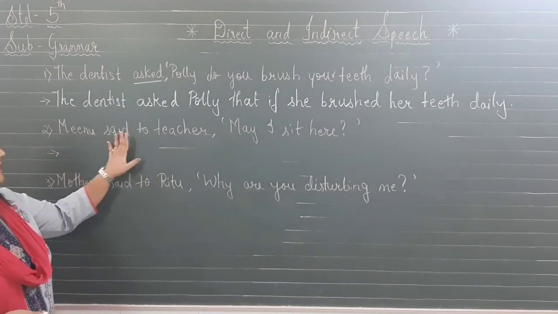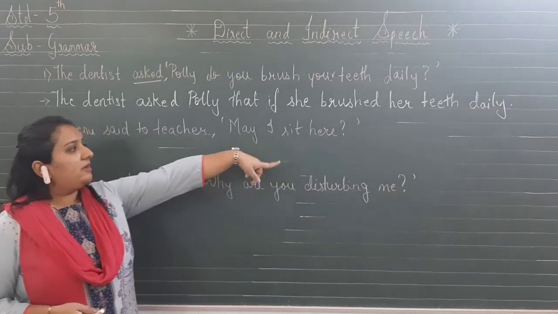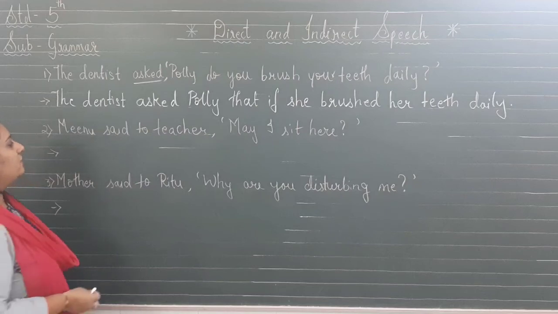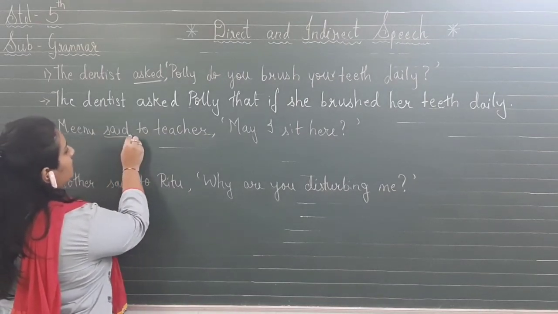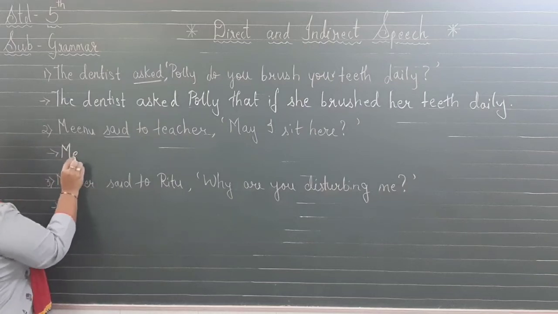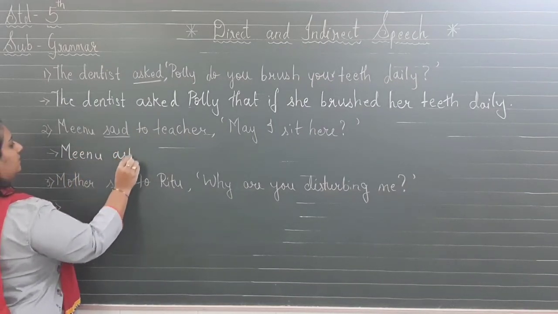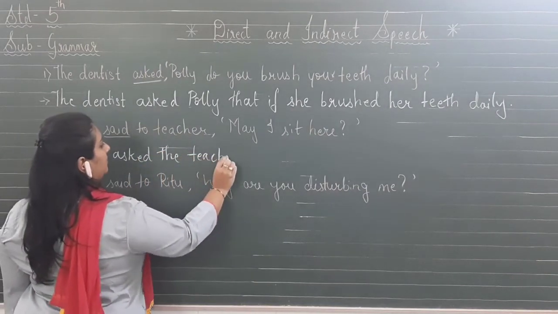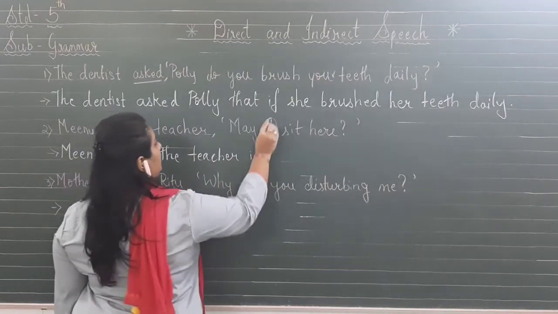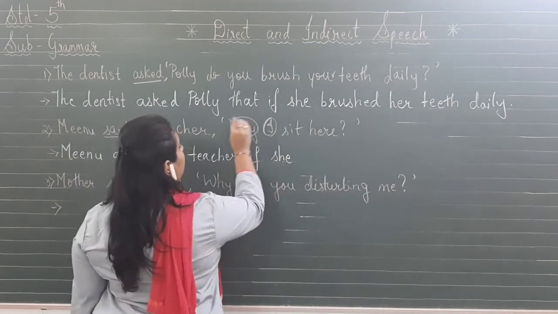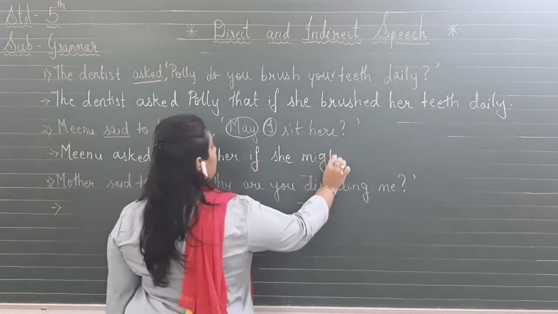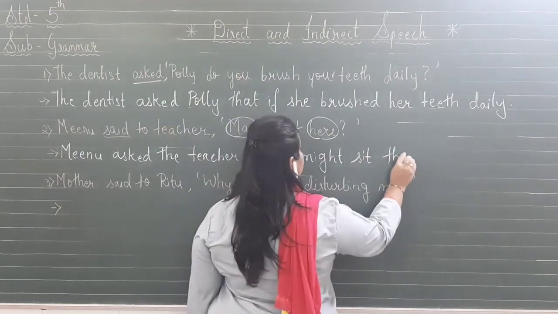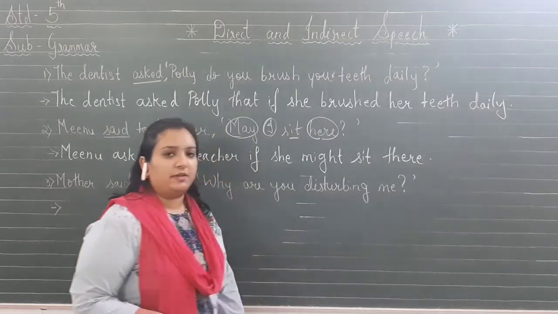Second, Meenu said to teacher, may I sit here? Again we have a question mark at the end of the sentence, which means this is an interrogative type of sentence. So first we have to change the reporting verb. Meenu said to teacher, so here it will become Meenu asked the teacher if. I will become she. May will become might. She might sit. Here will become there. If she might sit there.